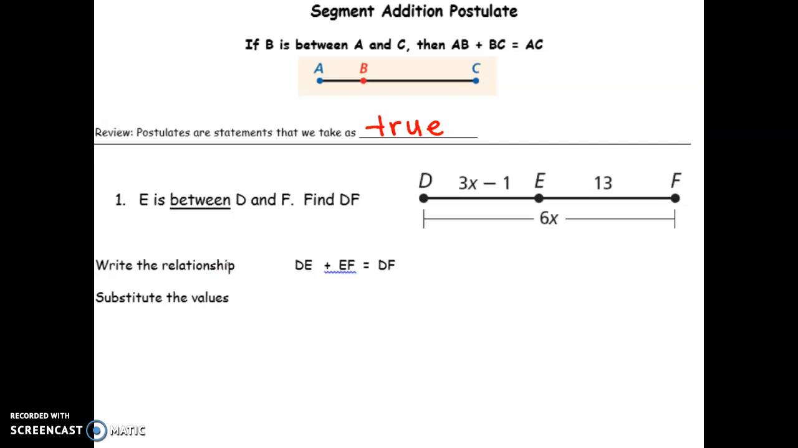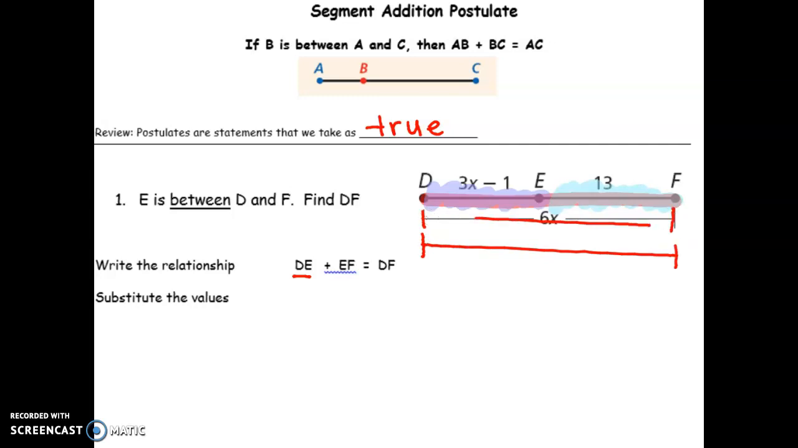So first we have to write the relationship. So remember, this entire segment consists of DE and EF. So those two parts make up the entire segment of DF. So that's what we see here. We say DE plus EF equals the entirety of DF. And so when you see these lines right here, it does mean that it is that entire segment. So that's what those stand for. So let's take a look at this again.